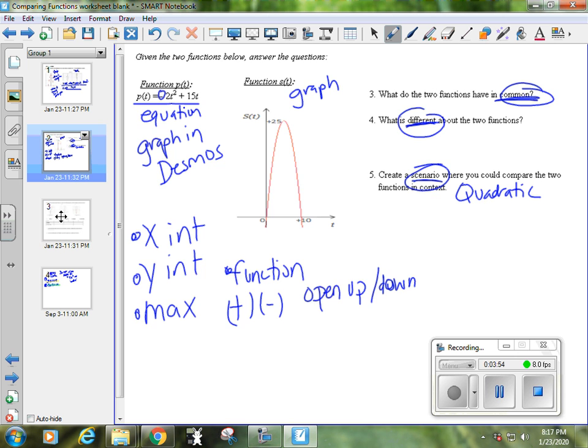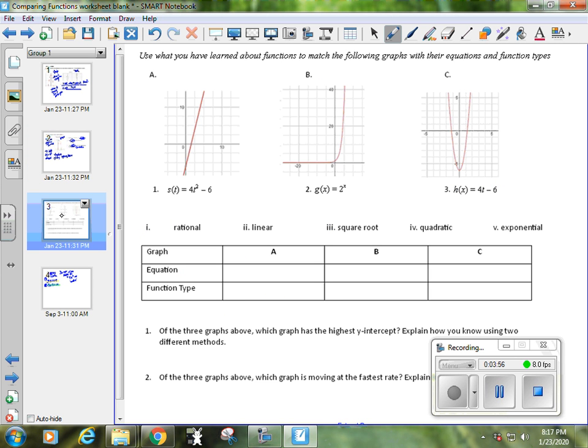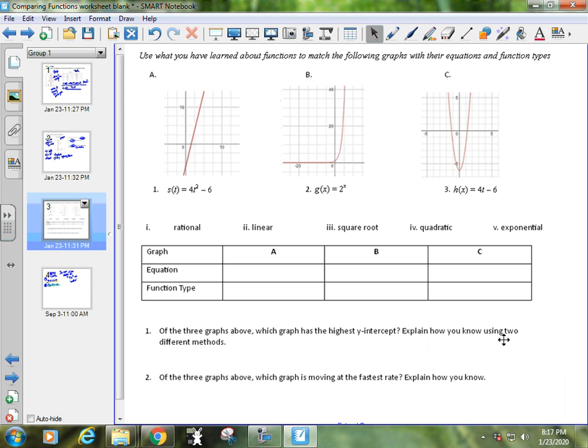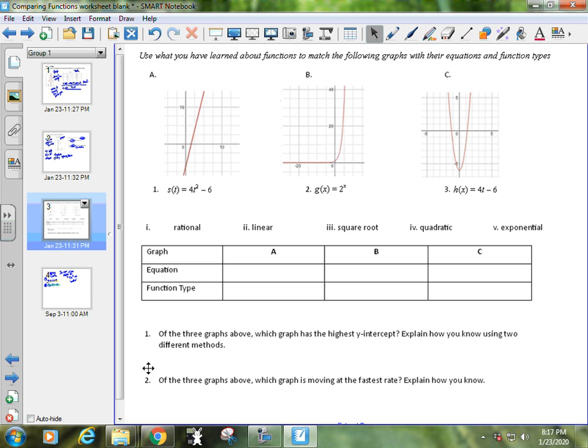Then on the third part, this is what you have to know after you watch the turtle video. So after watching the turtle video, you should be able to tell me the answer to the last one. Of the three graphs above, which graph is moving at the fastest rate? Okay, and explain how you know.